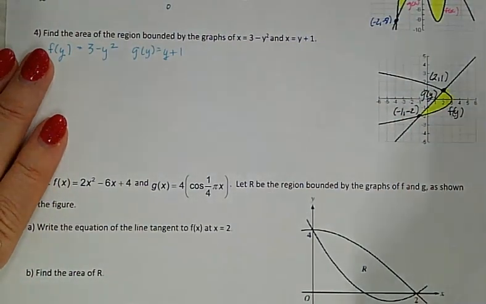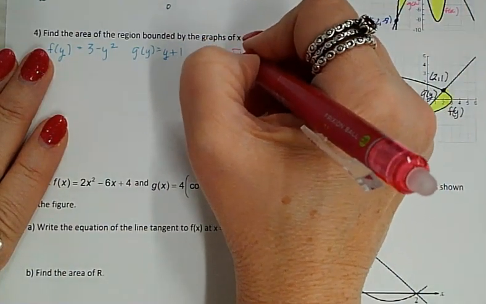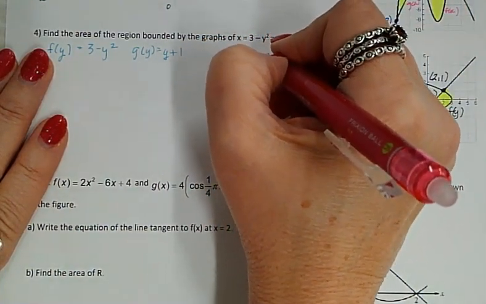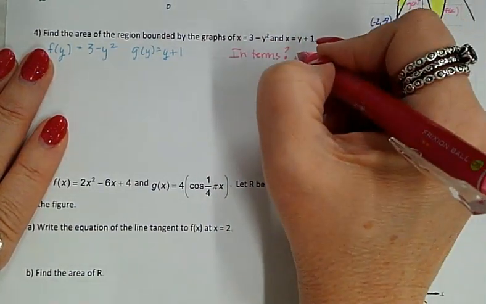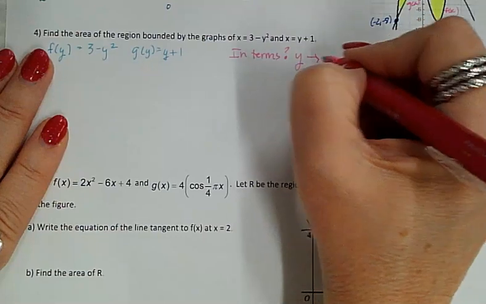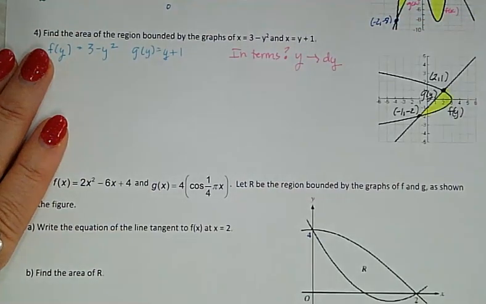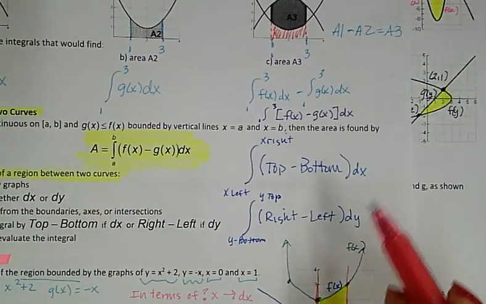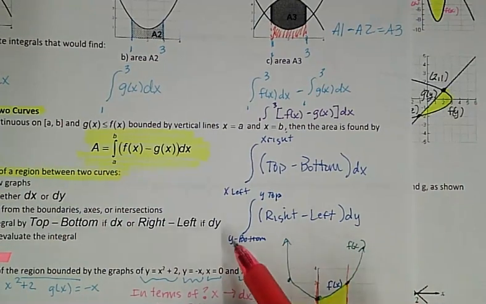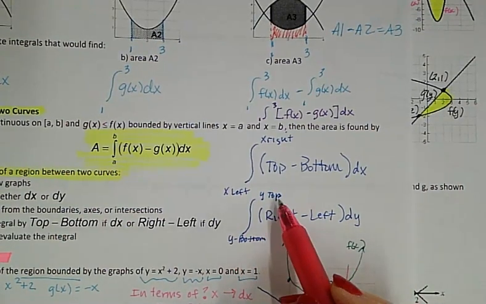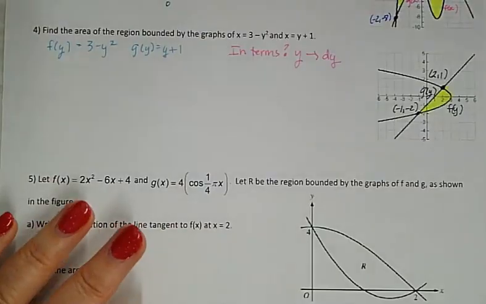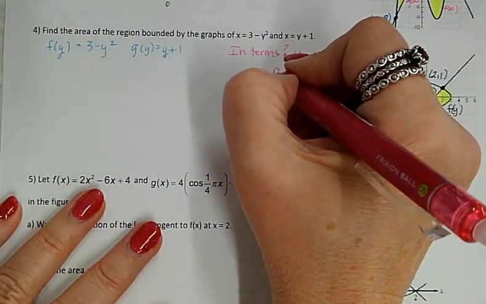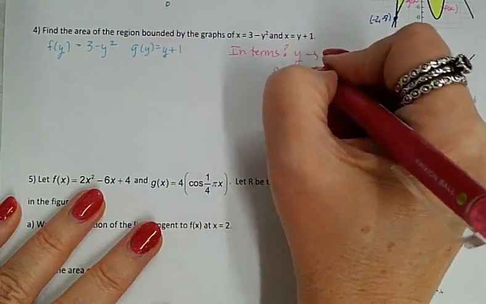Now I'm going to ask myself my questions. So in terms of, it is x in terms of y. And if it's y, then it's going to be a dy situation. So if we go back to page 1, when it's a dy situation, it's going to be y bottom, y top, and inside here is going to be right minus left. So my answer this time is right minus left.